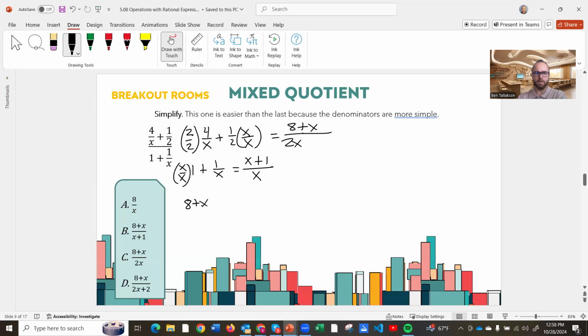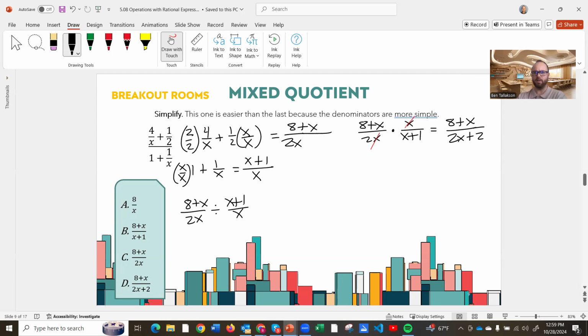Okay, let's set up what we know. We have 8 plus x over 2x divided by our second fraction. Now it's keep, change, flip. Keep, change, flip. Can we cancel anything out? Well, I'm seeing an x and an x, but that's about it. So we get 8 plus x over, multiply across, 2 times x, and then 2 times 1.